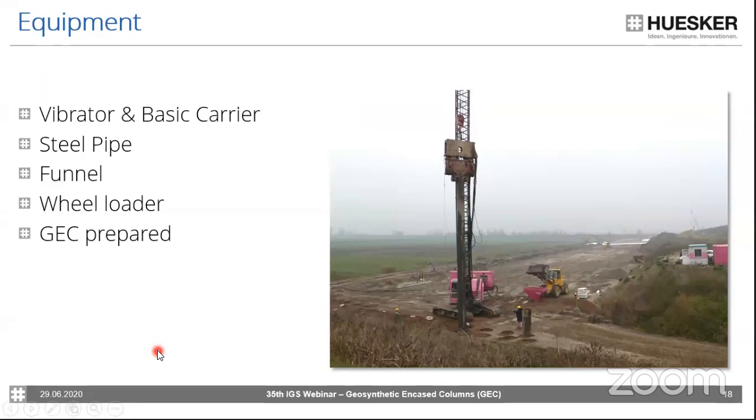To summarize, what you need in terms of equipment is basically a vibrator and the basic carrier, the steel pipe with length depending on your soft soil depth, then the funnel, which can be quite helpful, also the wheel loader to place the funnel as well as fill the soil material, and then what you can see in the back of the picture over here, these are the GECs which have been cut to the length which is required depending on the soft soil layer depth.